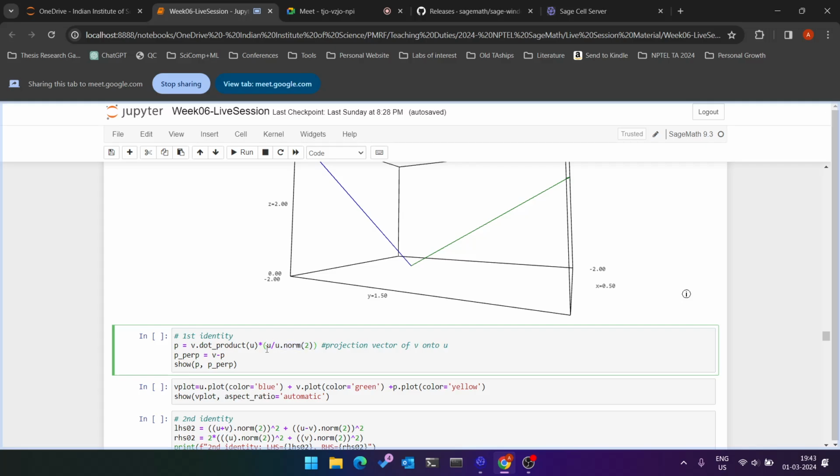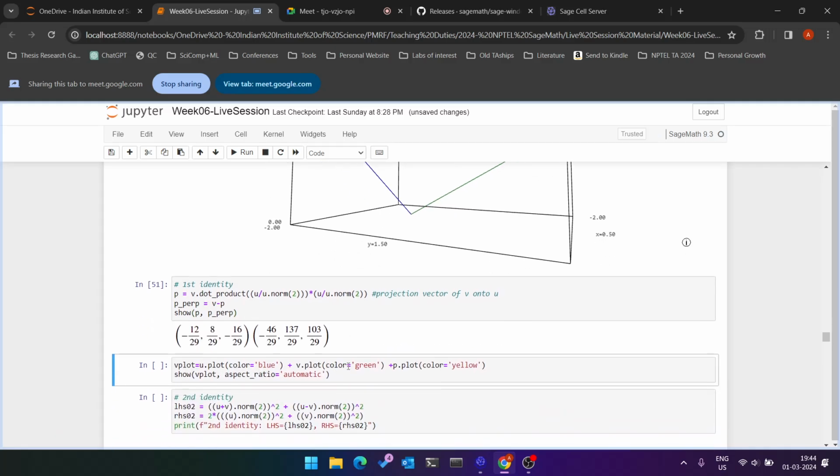So how do we write the unit vector along vector u? It's nothing but vector u divided by the L2 norm of vector u. So which is this, and I'm again multiplying v dot product unit vector u, and if I do projection, this is how it looks like.